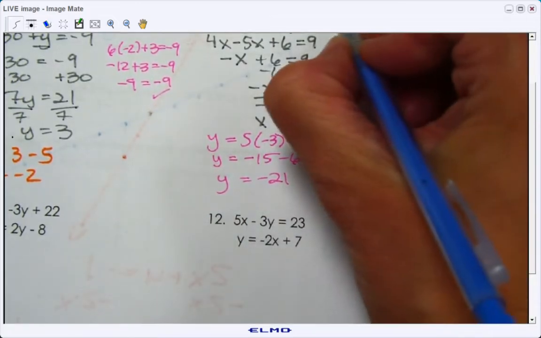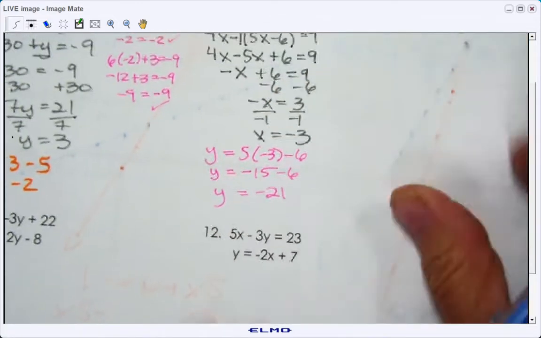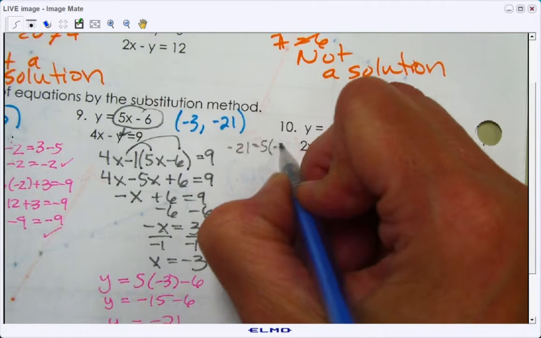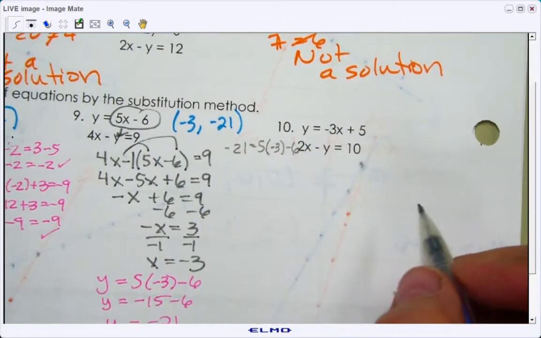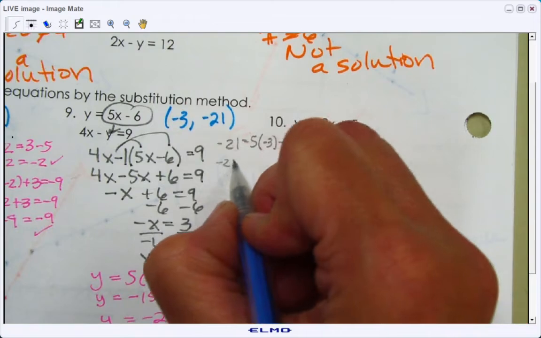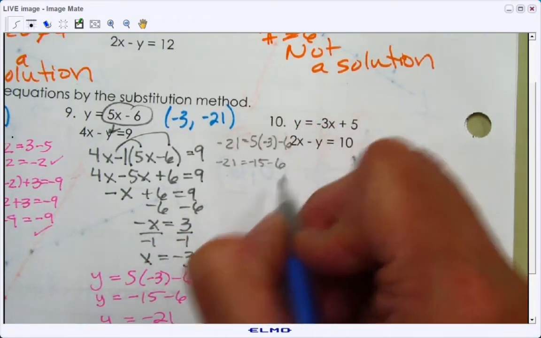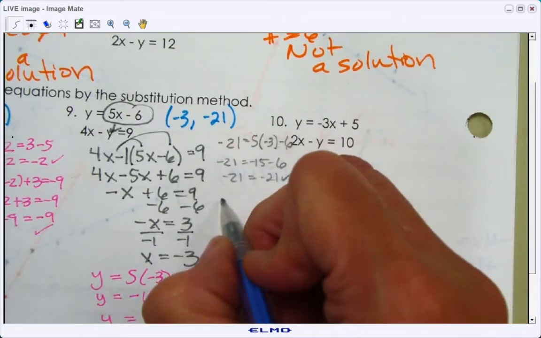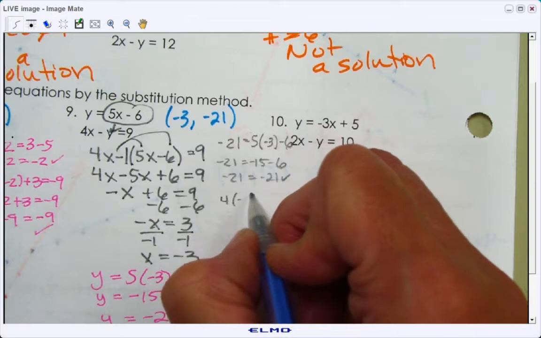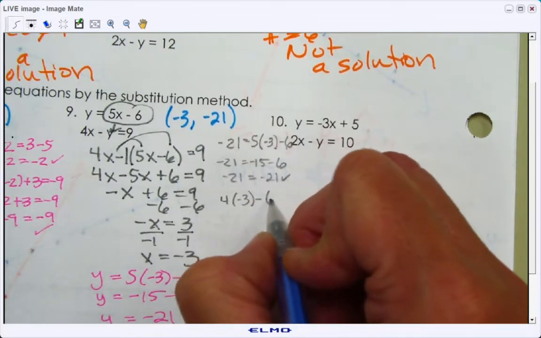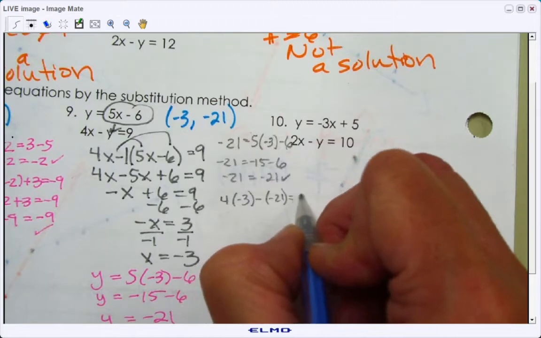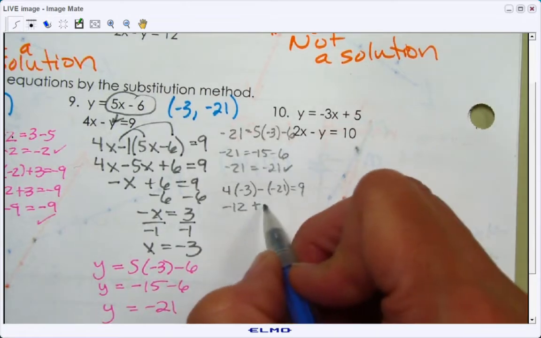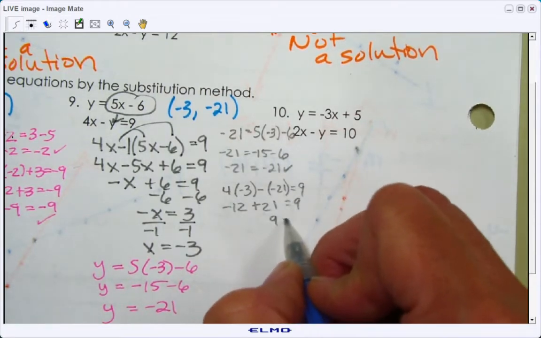So let's plug it in. So I have negative 21. Oops, you can't see it. Sorry about that. Equals 5 times negative 3 minus 6. I know I'm trying to fit it into a small little space. Negative 21 equals negative 15 minus 6. Ooh, look at that. That one works. Now we have to see if it works in the other one. 4 times negative 3 minus a negative 21. Be careful on that. So that'll give me negative 12 plus 21 equals 9. Look at that. It works. Perfect.